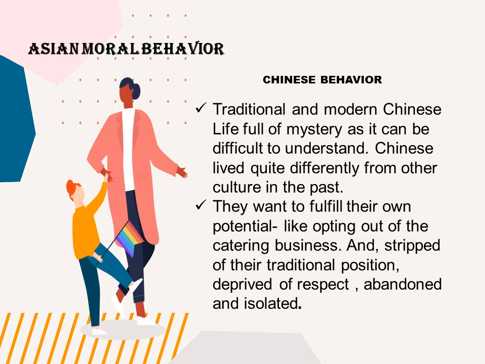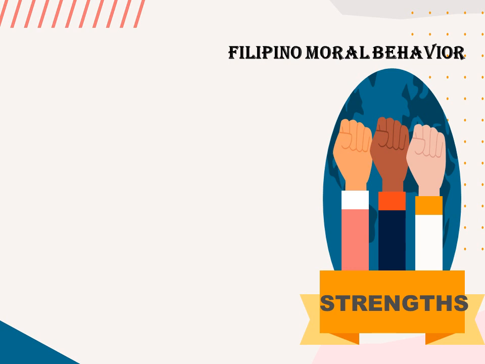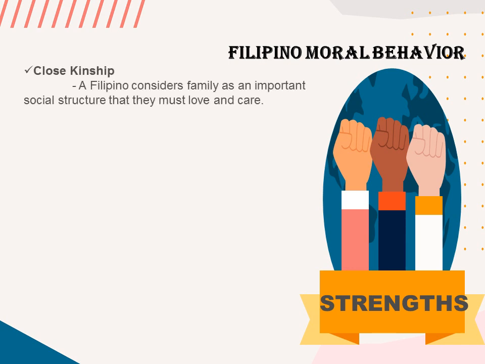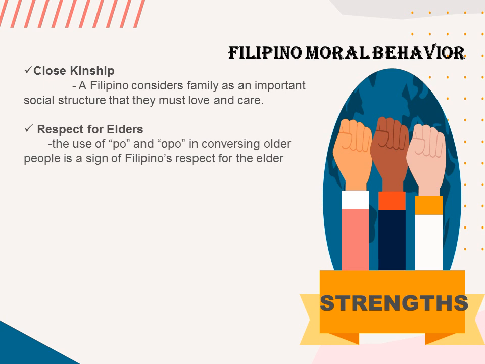Last but not the least, our very own Filipino moral behavior. When it comes to culture, the Philippines is one of the richest. Some of these are: first is close kinship. A Filipino considers family as an important social structure that they must love and care for. So, close family ties result in the family still being intact regardless that the children are old and with families of their own. Respect for elders.